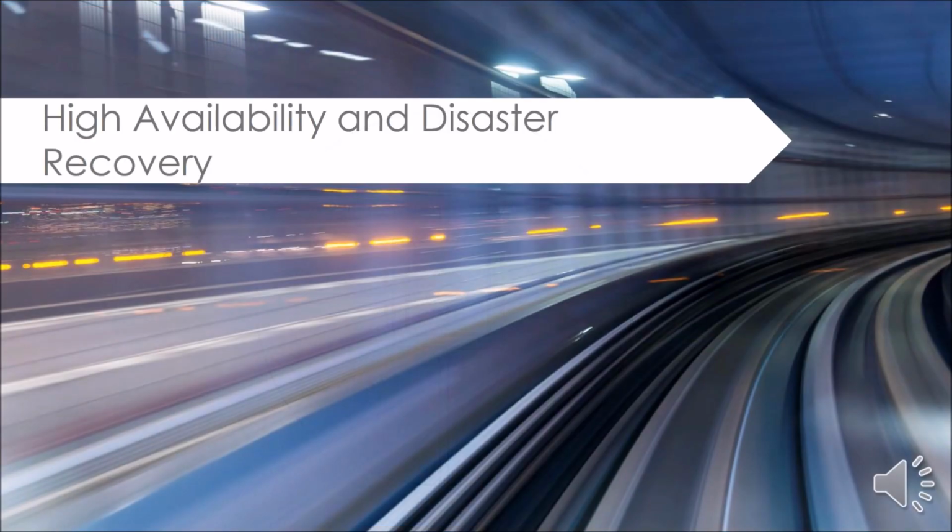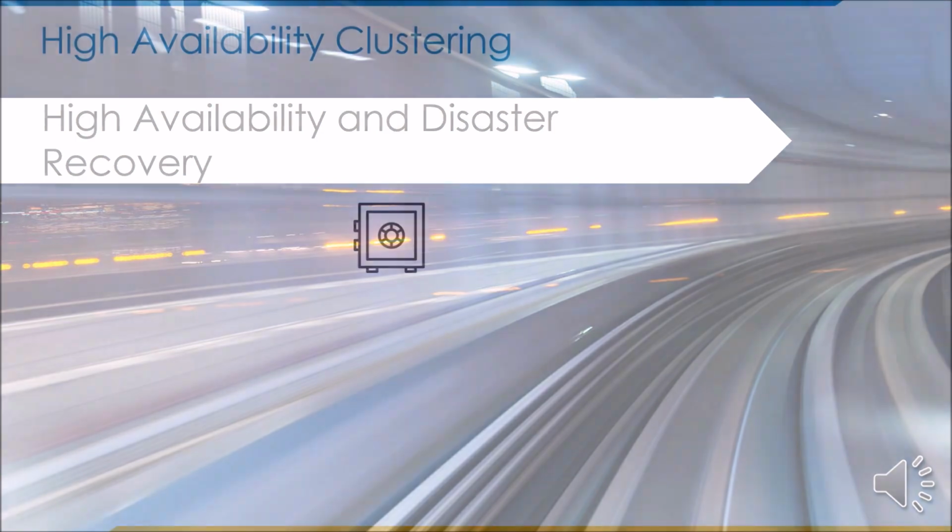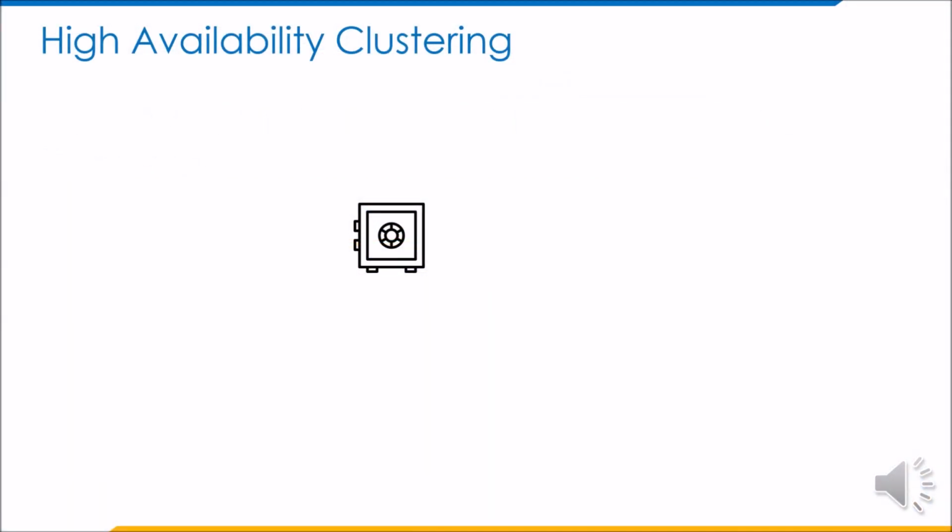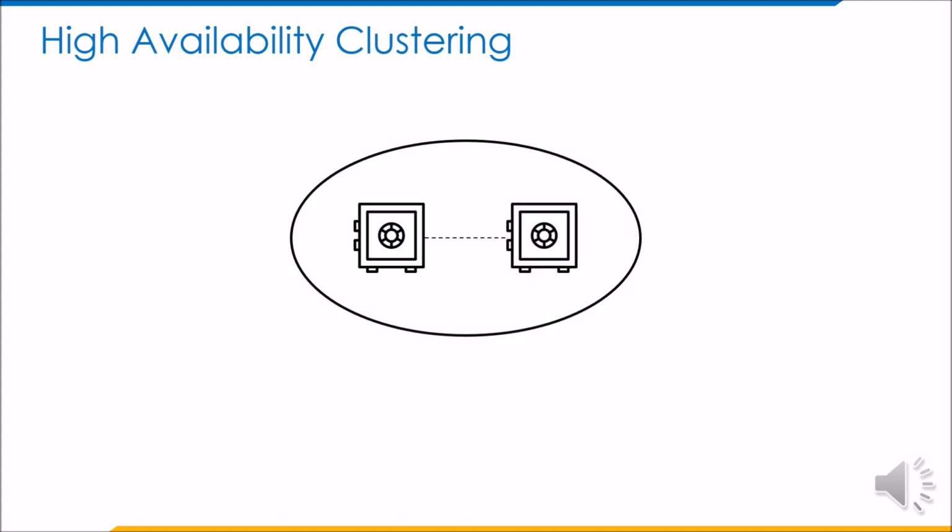Lastly, let us understand how high availability and disaster recovery can be configured. In a large implementation, it is possible that a single vault cannot handle the number of requests that are coming in. In such a scenario, one can go for high availability clustering, where multiple vaults are working together to serve the requests.